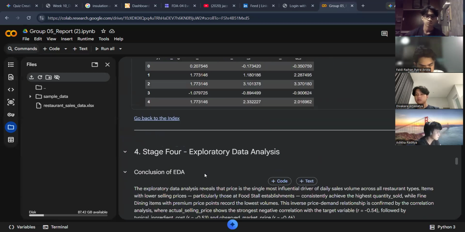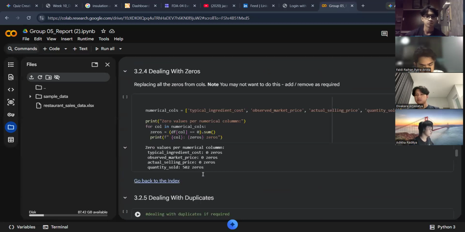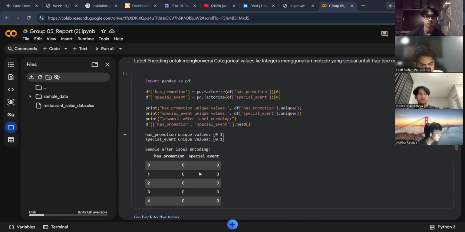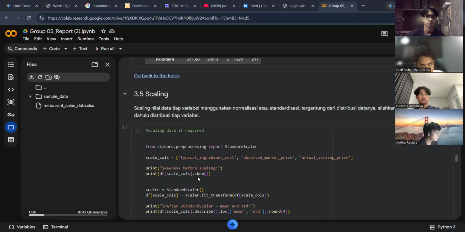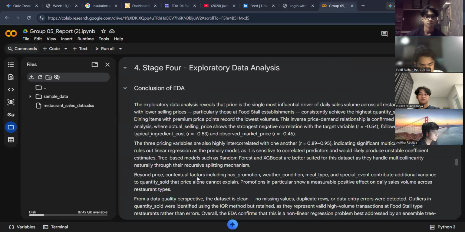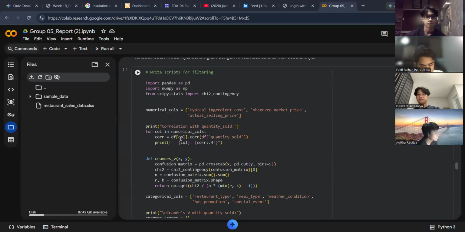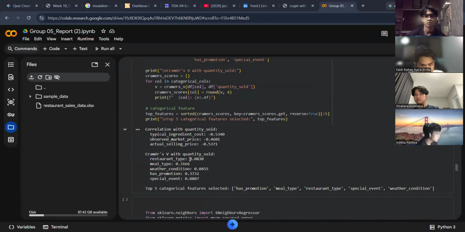Fifth, feature selection. We tested 3 feature selection methods. First is the filter method. We use Pearson correlation for numerical variables and Cramér's V for categorical variables against quantity sold. The result is that all 3 pricing variables and the top 5 categorical features were selected as most relevant.